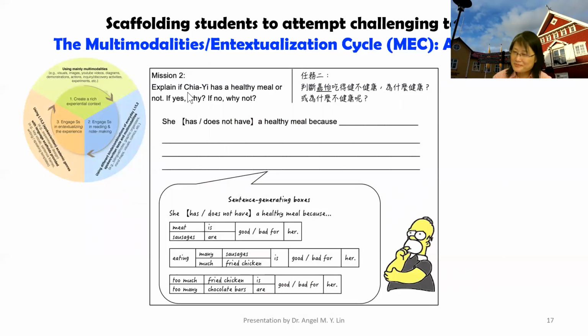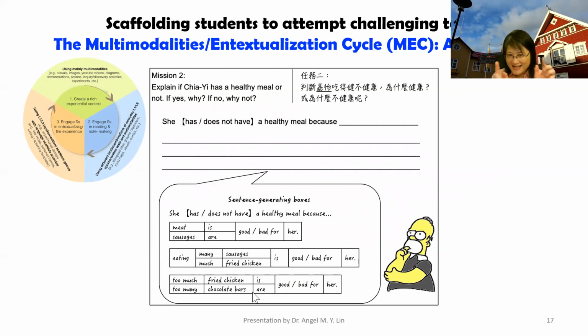So they need to explain whether Jia has a healthy meal or not. Again, we use this sentence generation table. I call it a sentence generation powerhouse, like electricity, generating electricity. And this sentence making table can generate lots of different sentences. So Jia has a healthy meal because sausages, meat is good for her, or not a healthy meal because sausages are bad for her. And eating too many sausages is bad for her, or eating too much fried chicken, Kentucky fried chicken, is bad for her.